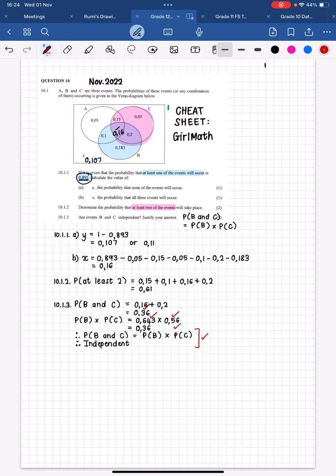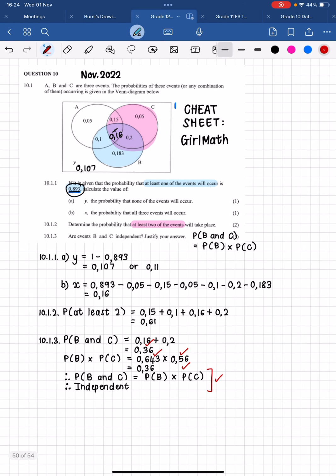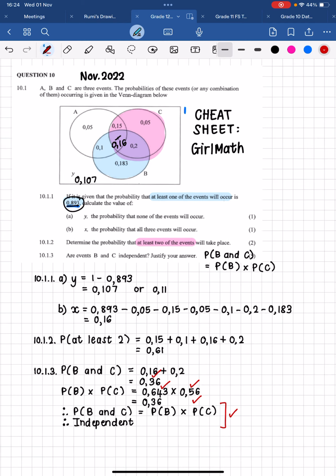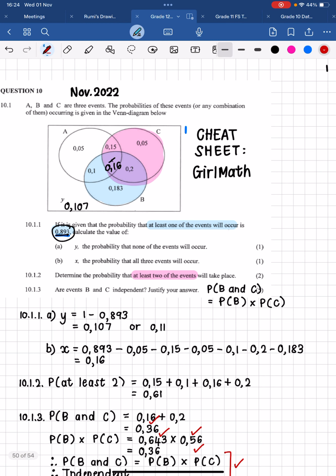Can I repeat 10.1? Okay, very quickly. For 10.1, they gave us 0,893. They're saying the probability that at least one of the events will occur is 0,893. Now, at least one means that either A or B or C or a combination of them could occur, right? So that is all three circles all together. So that's why the total for these three is 0,893.